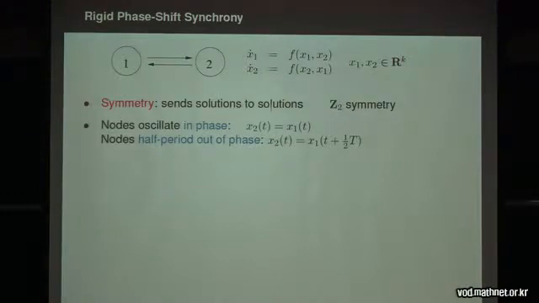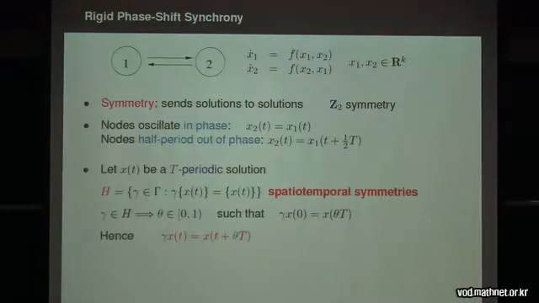I claim that there are two special kinds of periodic solutions that occur in this network. They are ones where two nodes are doing exactly the same thing, they're synchronous. And the other solution is that when you swap the nodes, you're a half a period out of phase. So in the first case, x2 of t is x1 of t, synchrony. In the second, x2 of t is x1 of t plus a half T. In the bipedal gait, this is a walk, this is a jump or hop.